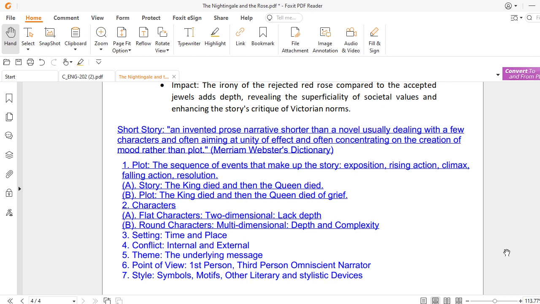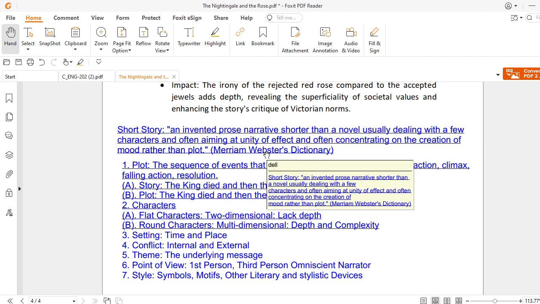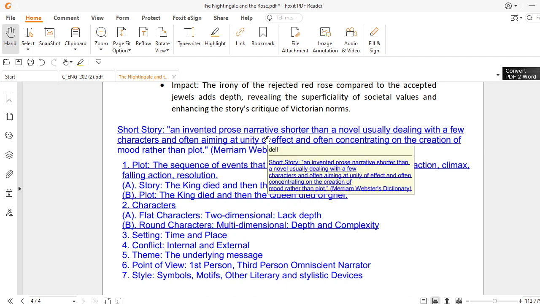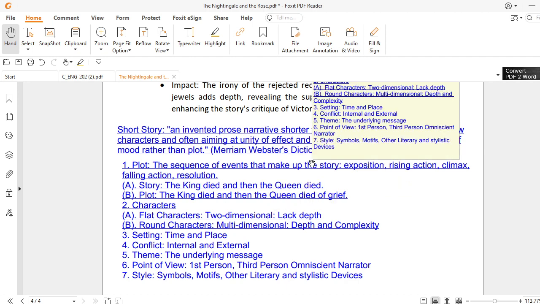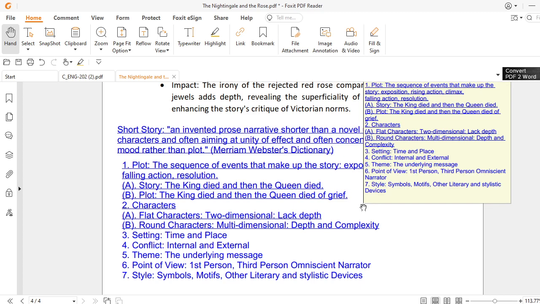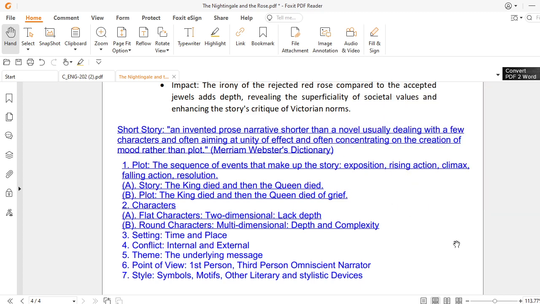Let us analyze this definition. An invented prose narrative. The first thing we need to keep in mind is that the short story is a narrative. A narrative means that a story is told, but it is told in prose, not in poetry. It is not told in a poem or in verse, but in prose.